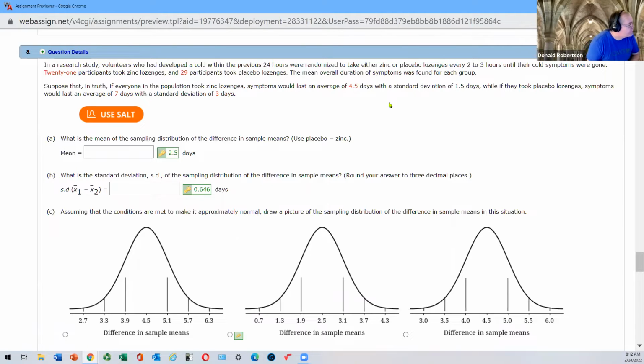Right, so the group, God, this is hard for my brain to read. Suppose it's like a lawyer got these questions. Suppose that in truth, everyone in the population who took zinc, symptoms would last on average 4.5 days. So that is the mean of people who took it, and a standard deviation of 1.5. While those who took the placebo, the average would be 7 days and the standard deviation would be 3.